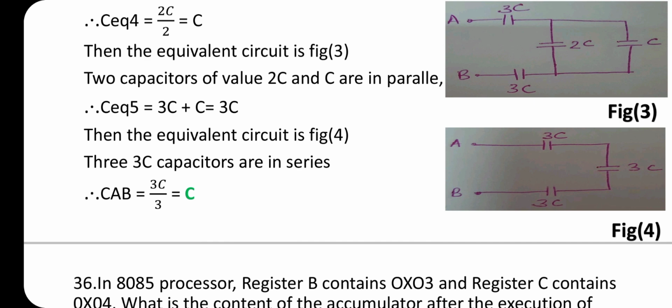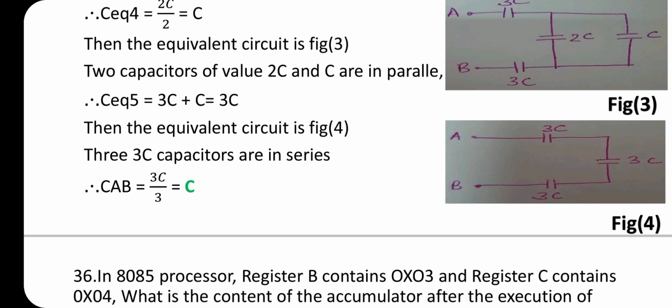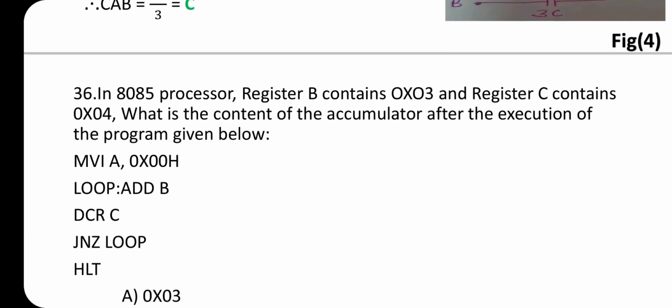3C capacitors are in series. Therefore, C AB, that is equivalent capacitance, equal to 3C by 3. That is C by N. Here the value of C is 3C and the value of N is 3. Hence we get the value as C.